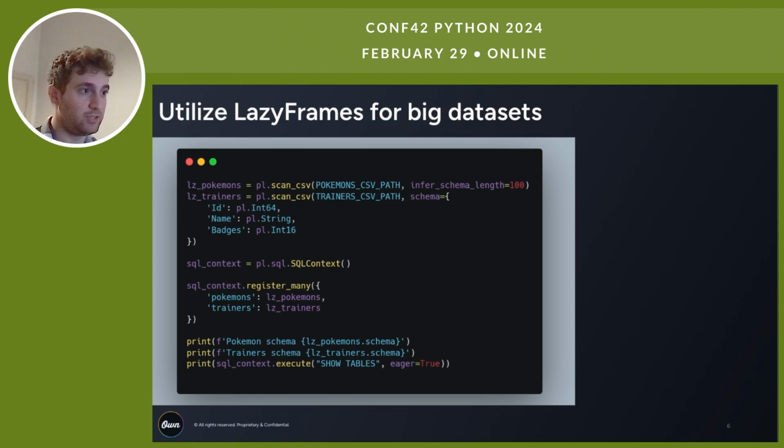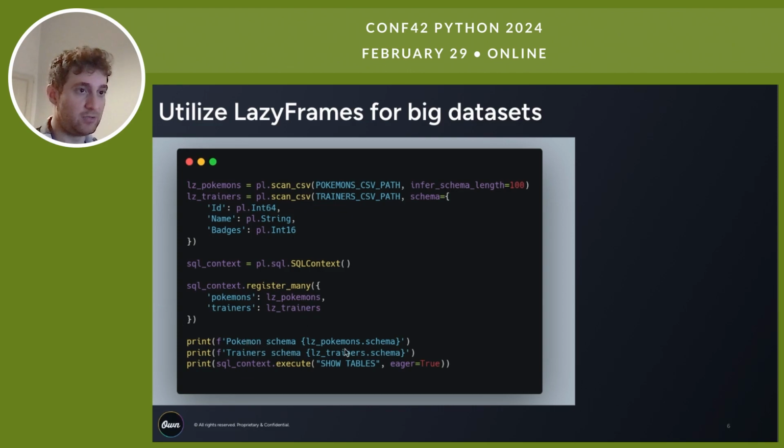Then we're creating a new SQL context, the same way as we did before. Now we are using register many. Register many allows us to register more than one table at a time. So now we are registering 2 tables. One is Pokemons, which is pointing to our Pokemon's lazyframe, and the other one is trainers.